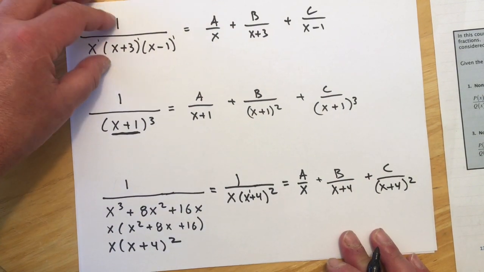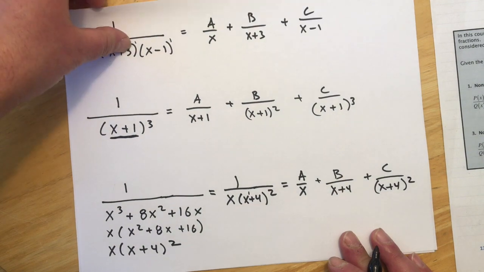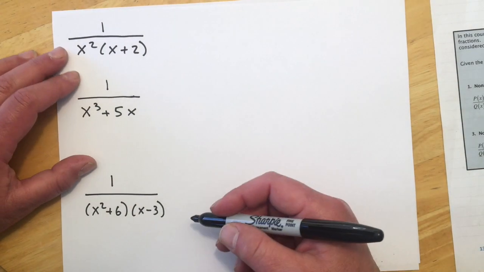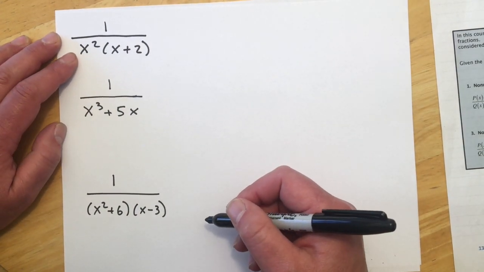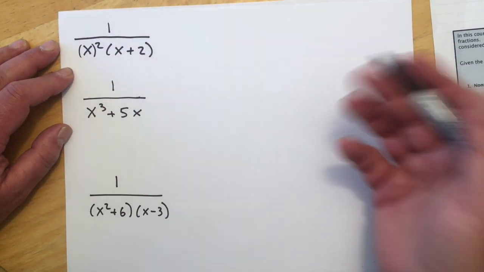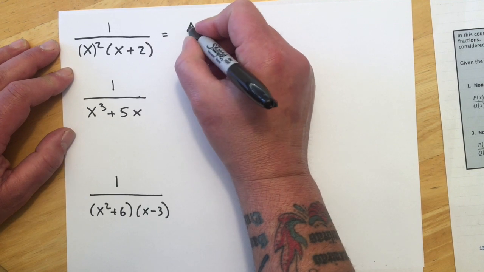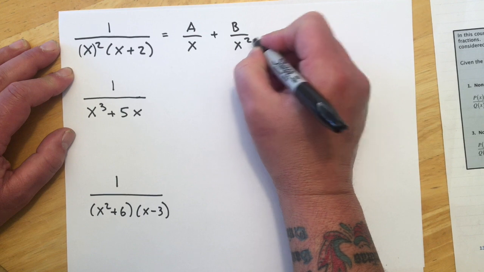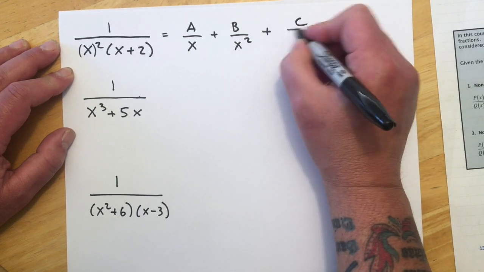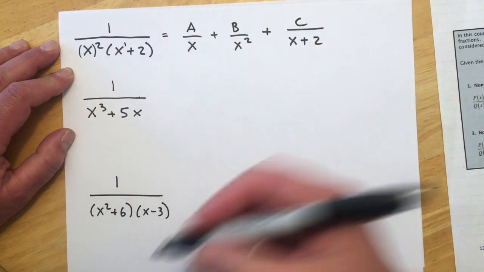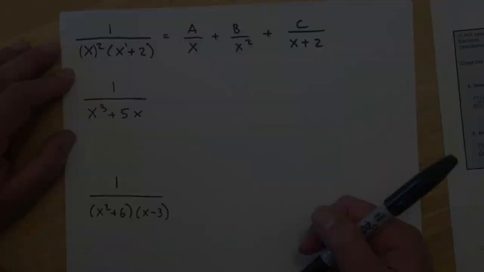And of course, all of these require like a page to actually solve them, right? But I'm just trying to get you that first step so you can see how that goes. Okay, so then what about this x squared? Is it quadratic or is it linear? Well, it's linear because it could be broken down to x times x. So this is going to be A over x plus B over x squared plus C over x plus 2. And this x plus 2 is to the first, so it's just getting a C.